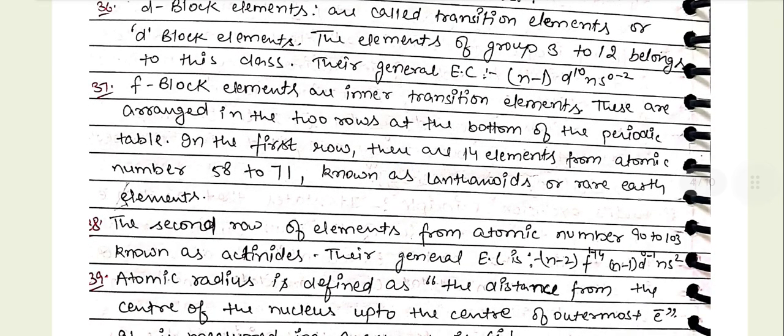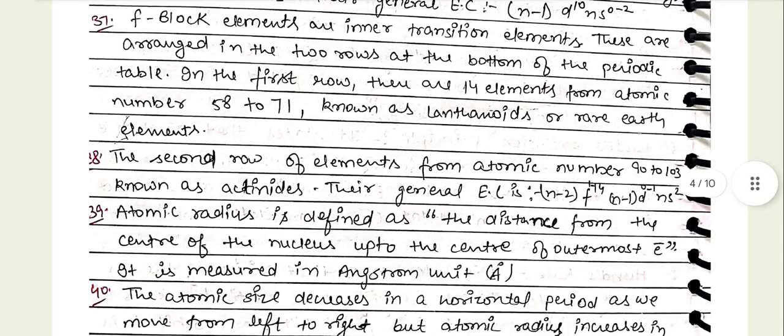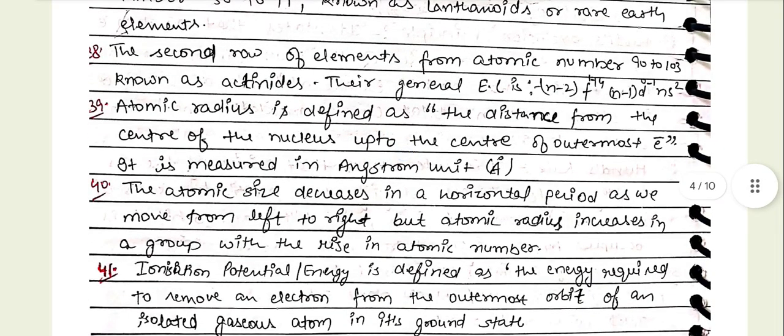These are arranged in two rows at the bottom of the periodic table. In the first row, there are 14 elements from atomic number 58 to 71, known as the lanthanoids or rare earth elements. The second row of elements from atomic number 90 to 103 is known as the actinoids. Their general electronic configuration is (n-2)f1 to 14, (n-1)d0 to 1, and ns2.